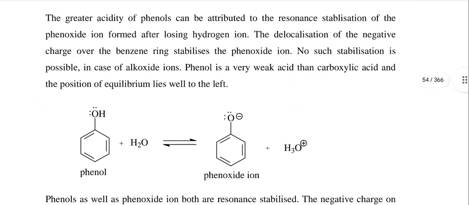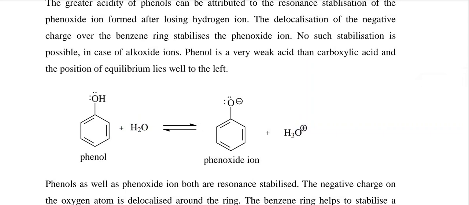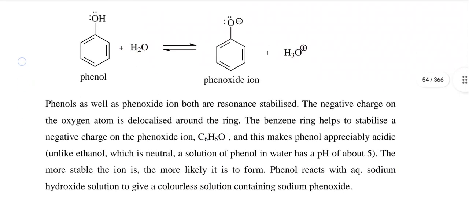The greater acidity of phenols can be attributed to the resonance stabilization of the phenoxide ion formed after losing a hydrogen ion. The delocalization of the negative charge over the benzene ring stabilizes the phenoxide ion. No such stabilization is possible in the case of the alkoxide ion. Phenol is a very weak acid compared to carboxylic acid, and the position of equilibrium lies well to the left.